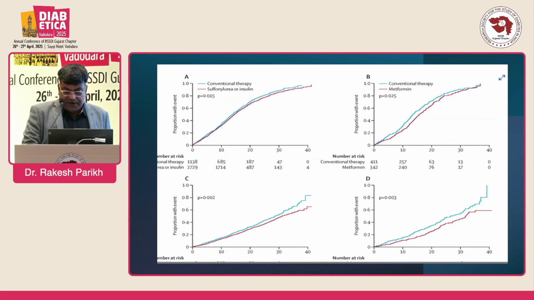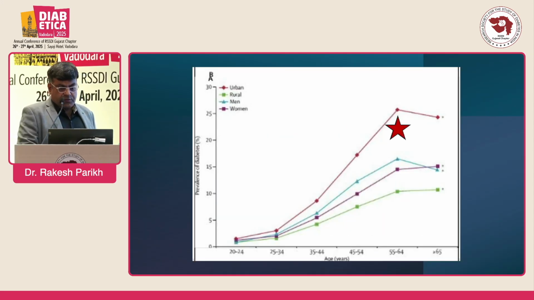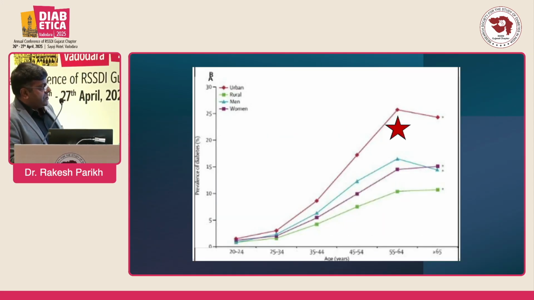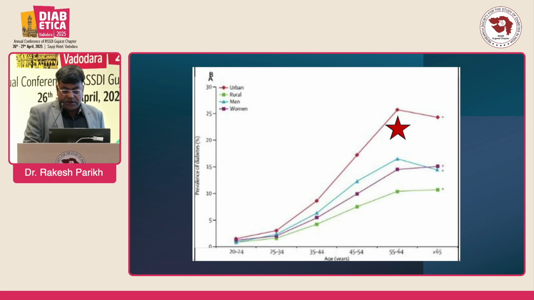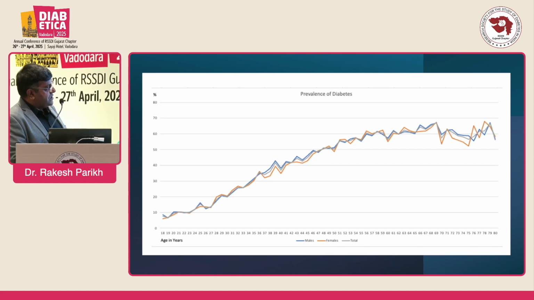In the ICMR INDIAB, Dr. Mohan said that the takeoff point for development of type 2 diabetes is at 25 to 35 years in Indians. So the prevalence suddenly rises from this age, but in Defeat Diabetes, when we analyzed the data, there was no takeoff point. Starting from the age of 18, we had a steep rise in prevalence of diabetes in our population.